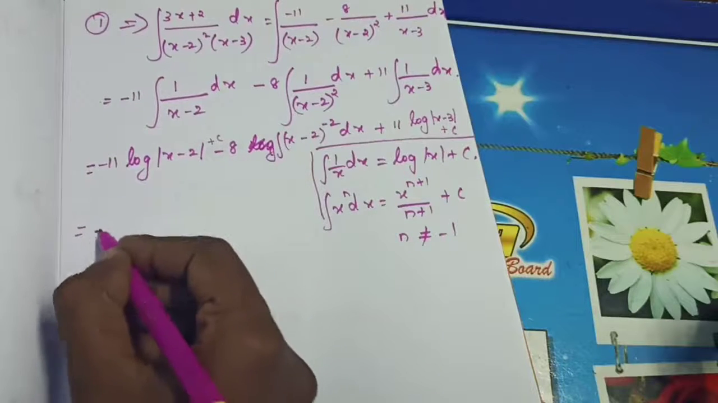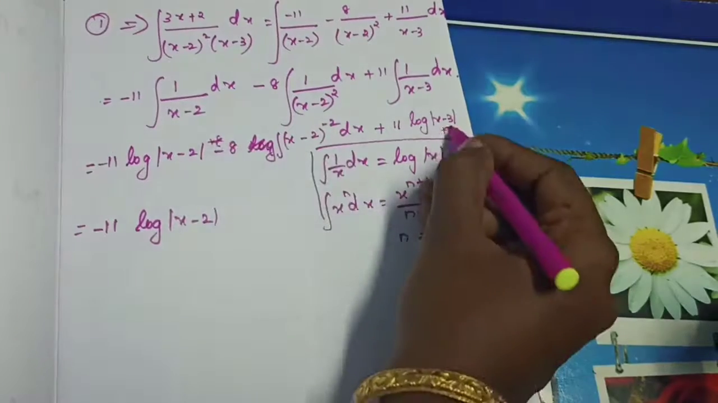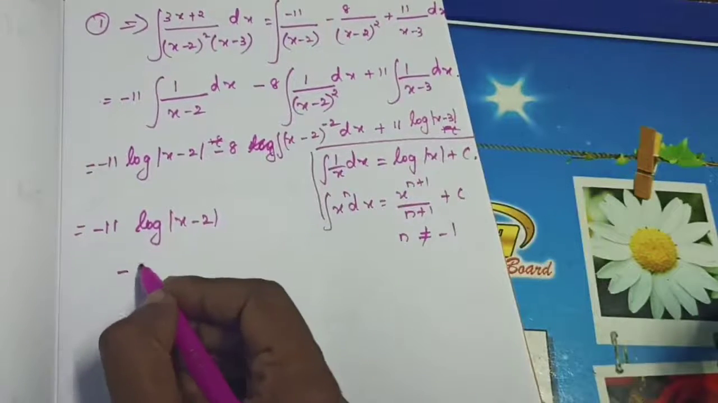That's equal to minus 11 log of mod of x minus 2, otherwise later we can put minus 2, minus 8.